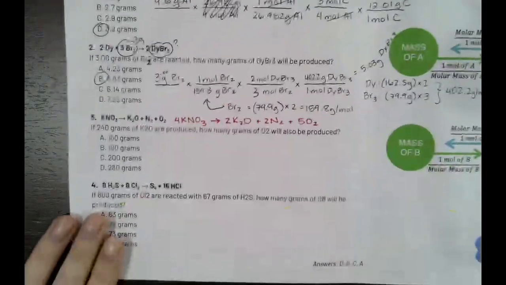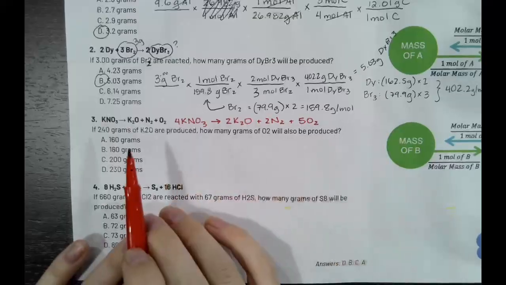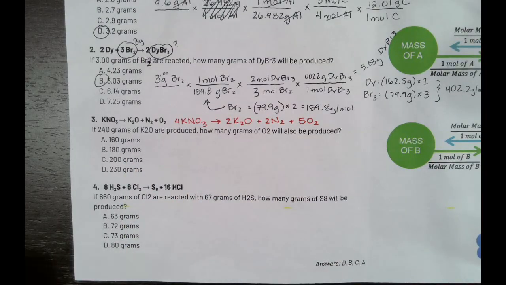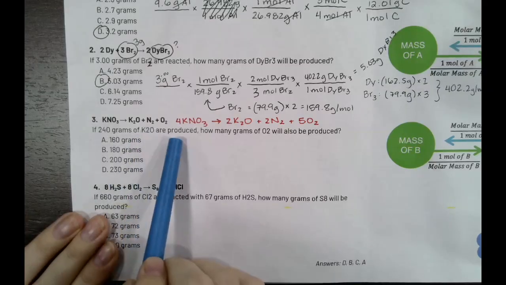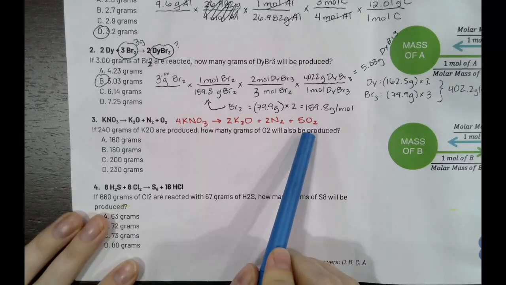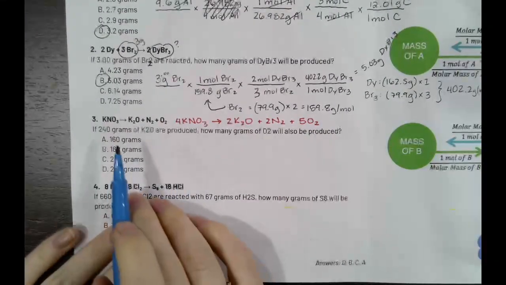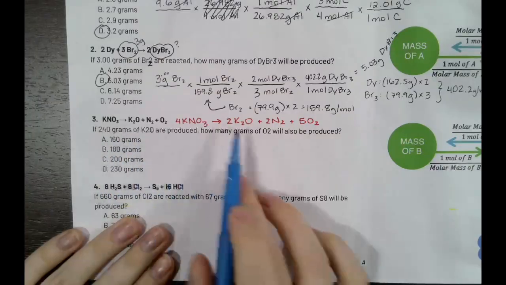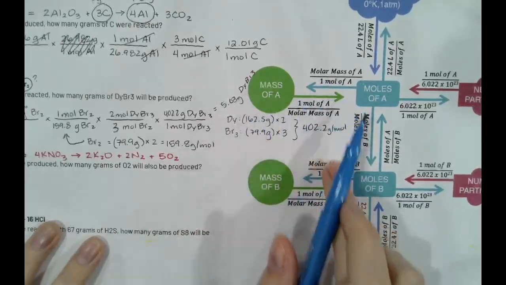All right. Now that this is balanced, we're ready to work through this problem. So let's see what they're giving us here. We have 240 grams of K2O that are produced. Ooh, and it's asking us how many grams of oxygen will also be produced. That's a fun problem. So we're getting grams of something, and we want to know grams of something else. You can't go straight from grams of one thing to grams of another. You need to go grams to moles to moles to grams.